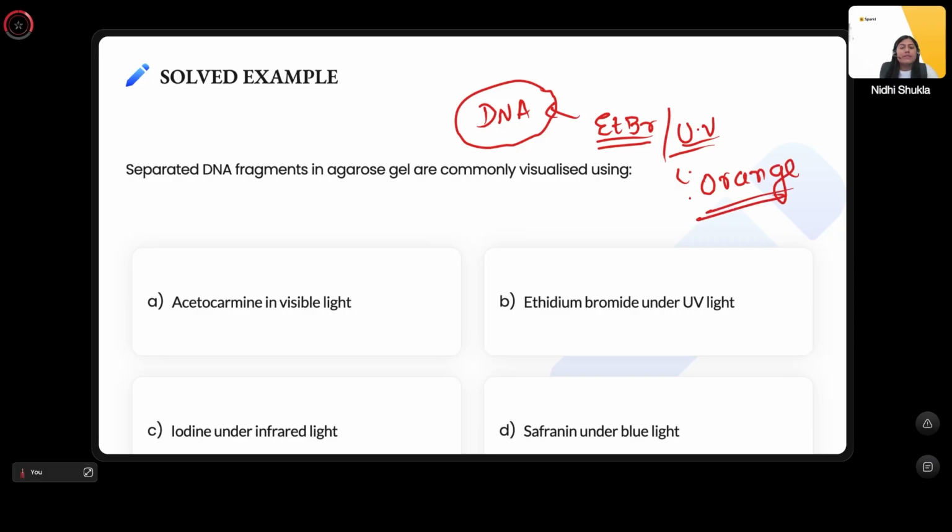So let us look at our options. A, no. B, yes. C, no. And D, no. So your option B, which is ethidium bromide under UV light, is going to be correct.